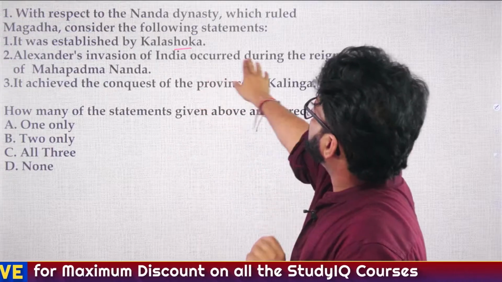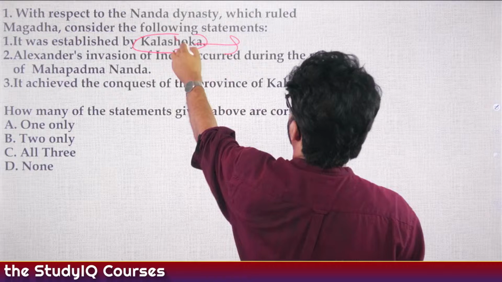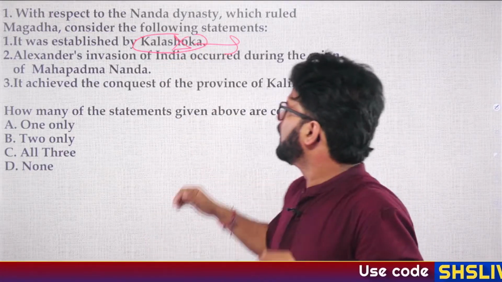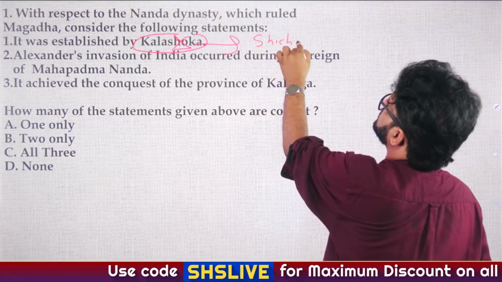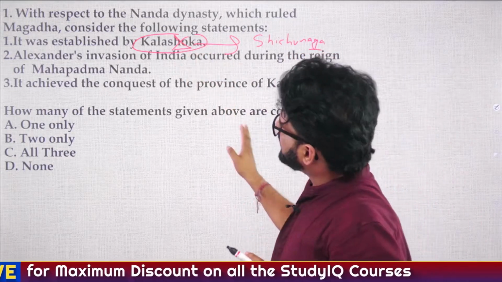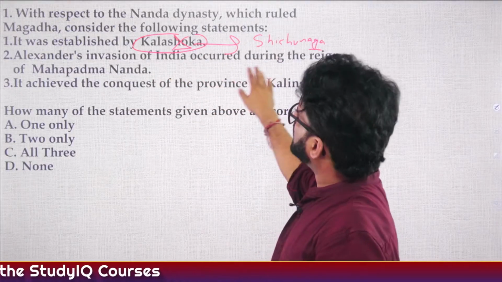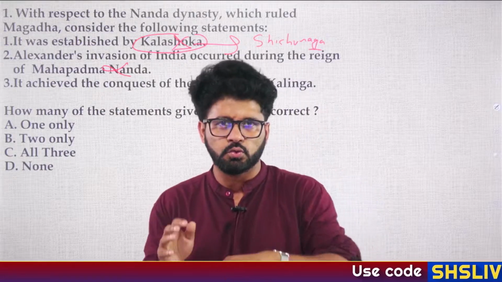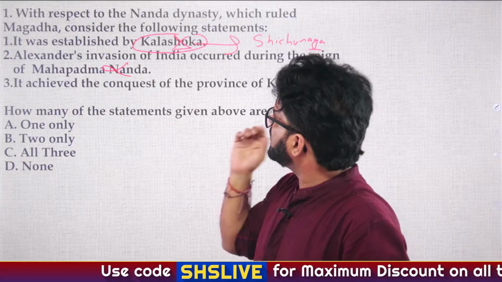So yes, sir, with respect to the Nanda dynasty, it was not established by Kalashoka. Kalashoka, if you go back and revise Magadha and the Mahajanapadas, you will realize, belongs to the Shishunaga dynasty. Again, revise the Mahajanapada lecture. So the first statement is wrong. It was established by Mahapadmananda. Alexander's invasion of India occurred during the reign of Mahapadmananda? No, it occurred during the reign of Dhananand, who people did not like much. We have talked about Dhananand. The second statement is also wrong.